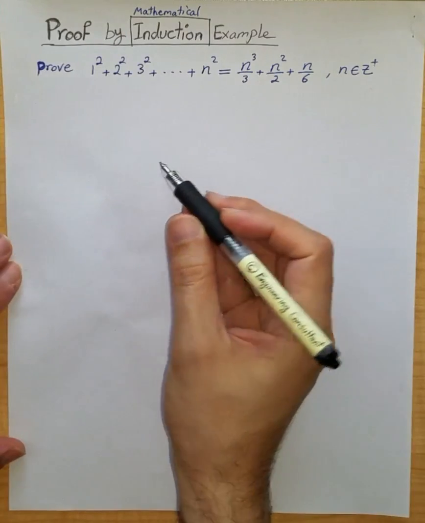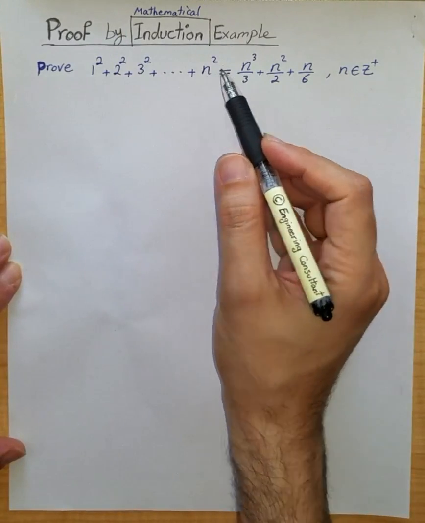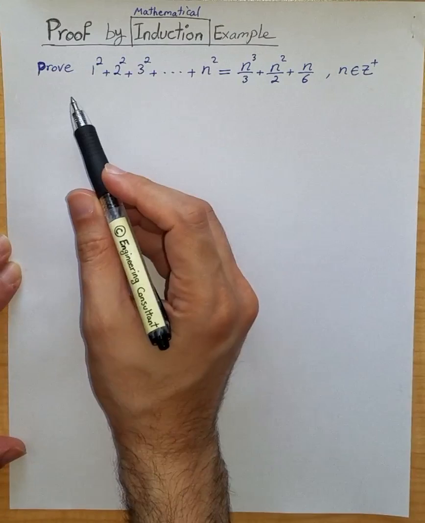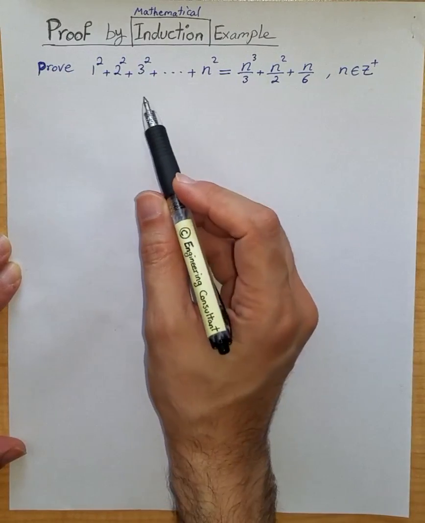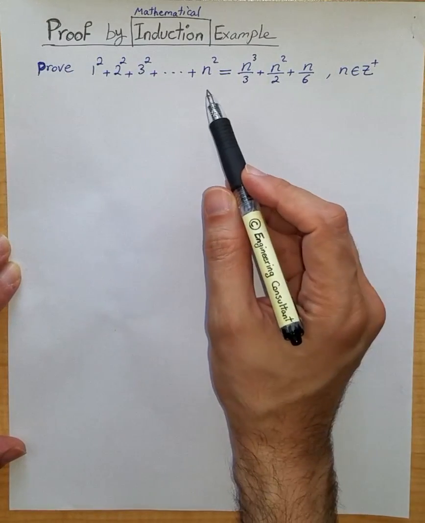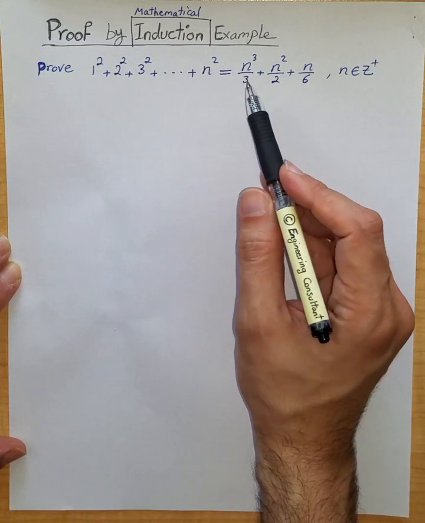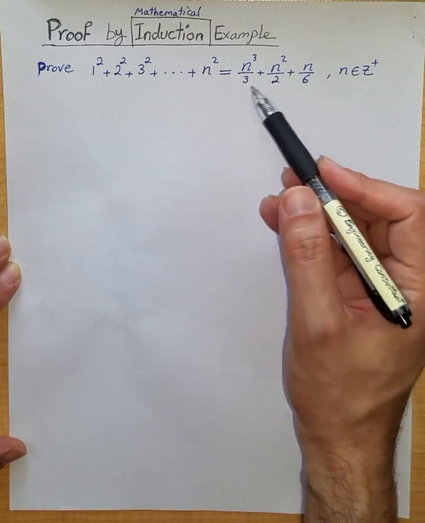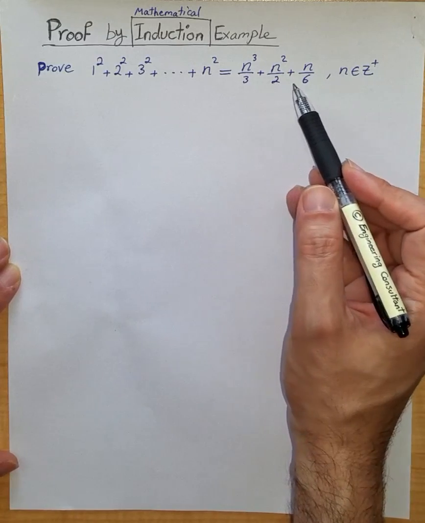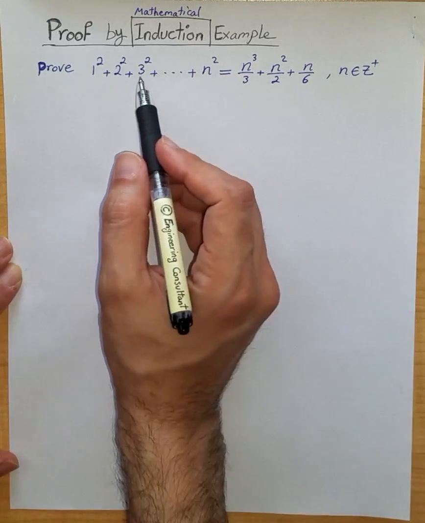Proof by mathematical induction example. In this example, we want to prove 1 squared plus 2 squared plus 3 squared plus up to n squared, where n is a positive integer, is equal to n cubed divided by 3 plus n squared divided by 2 plus n divided by 6 using mathematical induction.